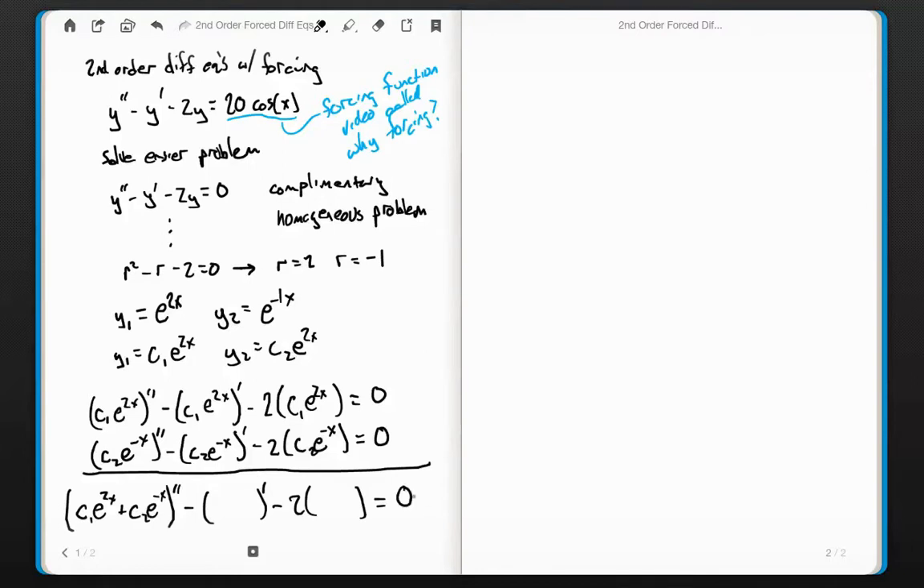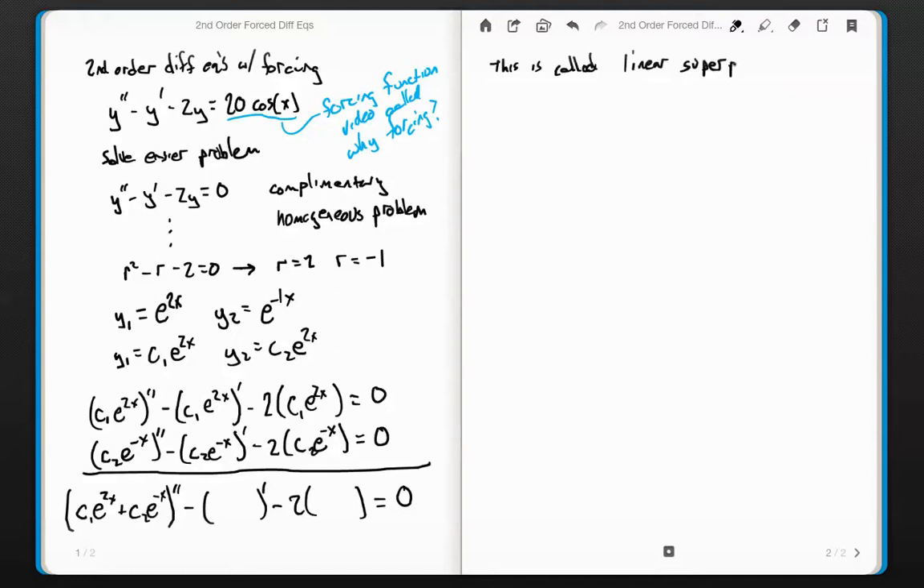That's this really important concept of linear superposition. So I'm going to write that one more time. This is called linear superposition. That's one of those math words that I don't really understand. But to superpose things, we put them on top of each other, right? Add them. And linearly, because we can add any constant multiple of these things, a linear constant multiple, and it still works.